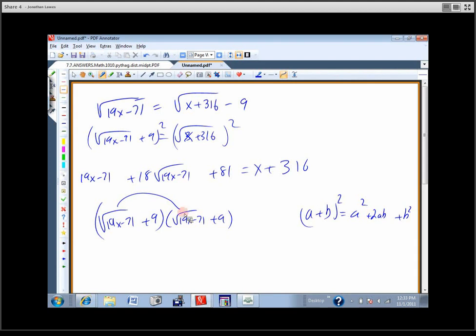Everybody remember that? So that's why when I multiply these two together, radical 19x minus 71 times radical 19x minus 71 is 19x minus 71. When I multiply these two together, that's 9 times 9, so that's 81. And when I do this and this, that's going to be 9 of these radicals, and another 9 of those radicals, so that's going to be 18. Any questions there? Okay.